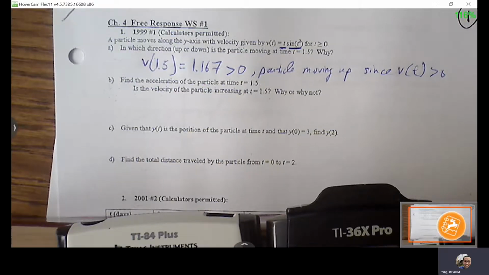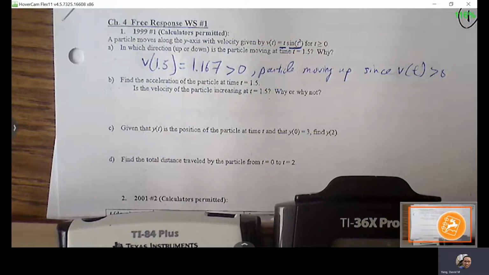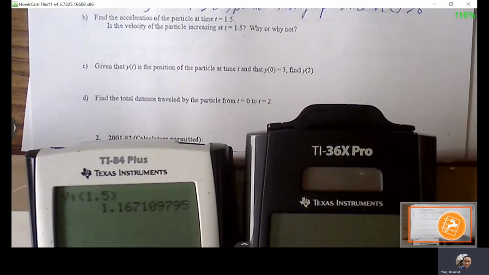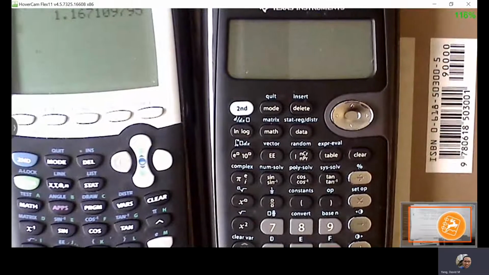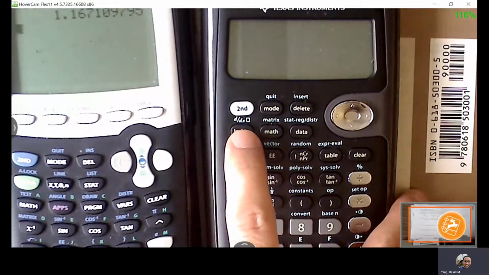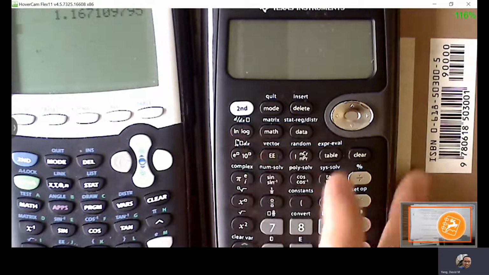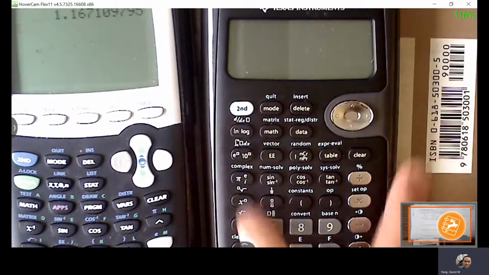Okay. So there's a particular feature in both calculators that will allow you to find the derivative at a point. Maybe not the derivative function, but it will evaluate the derivative at a point. So on your 36 Pro, you see there's that d over dx button there under a natural log. Do second.